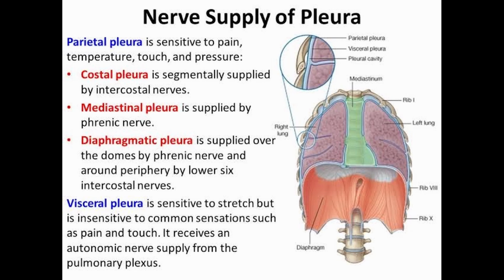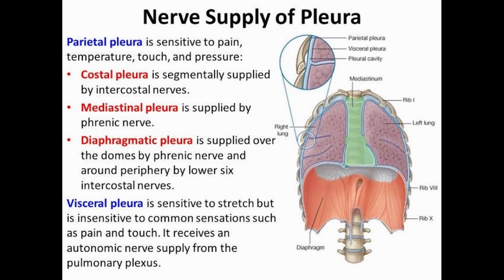Now second, we discuss the visceral pleura. The visceral pleura is sensitive to stretch but is insensitive to common sensations such as pain and touch. The parietal pleura is sensitive to common sensation, but the visceral pleura is not, and it receives an autonomic nerve supply from the pulmonary plexus. So it is supplied by the pulmonary plexus. This is the nerve supply of the pleura.